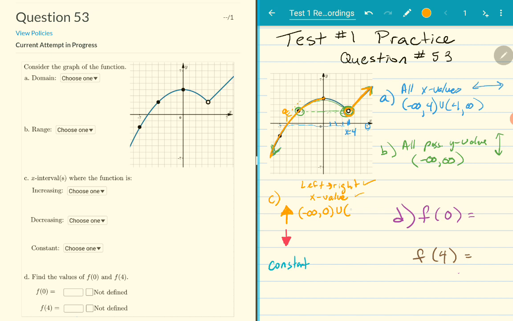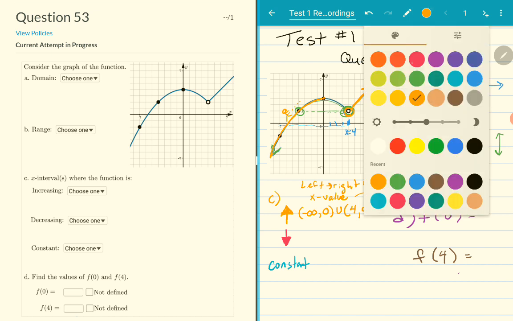So he walks downhill till he gets to 4, does a skip over 4, so he leaves out 4, and walks uphill for the rest of his life for infinity. So there's our increasing interval.